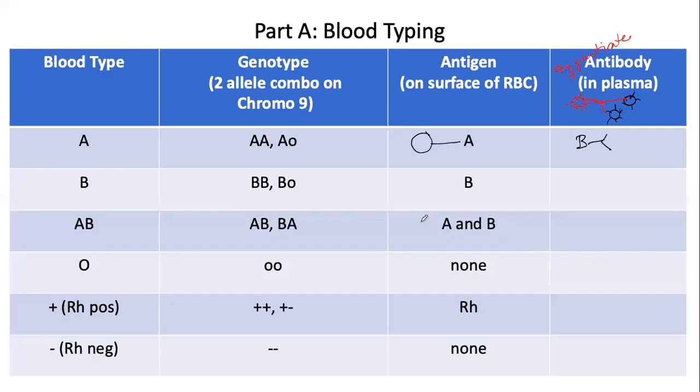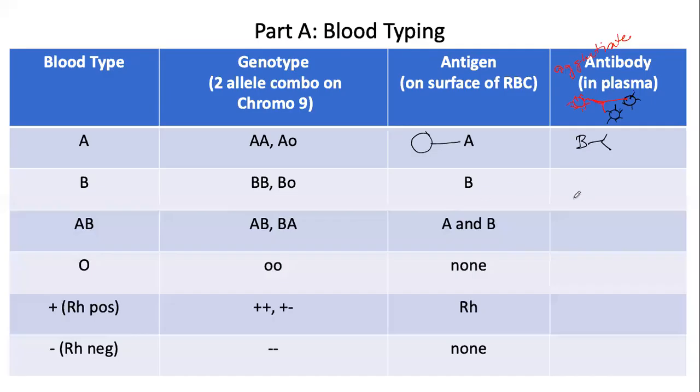Okay, so anyway, whatever antigen I have on the surface of my red blood cell, I'm going to make antibodies against foreign blood types so I can attack those foreign blood types. Okay, so if I have blood type B, what is my antibody going to be?